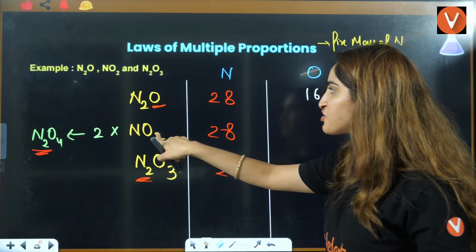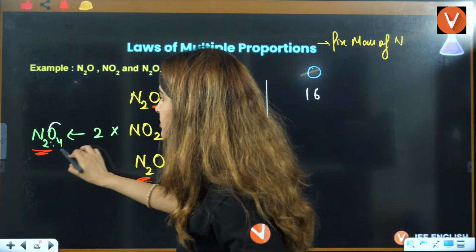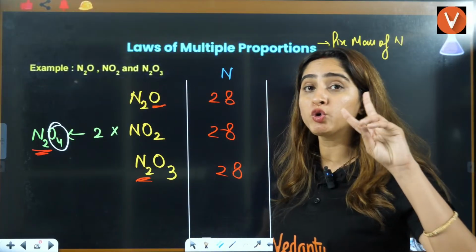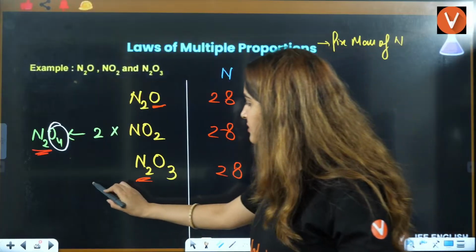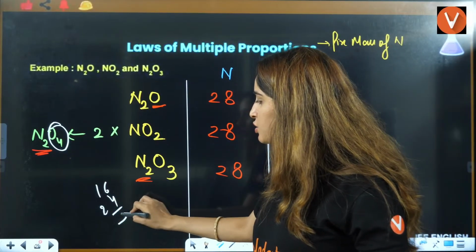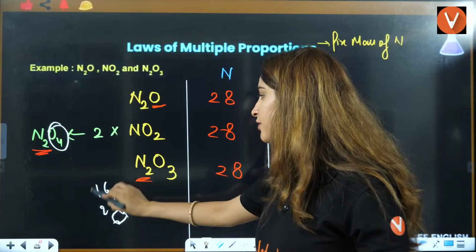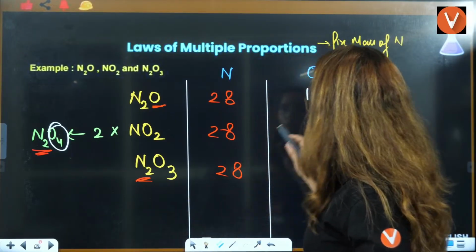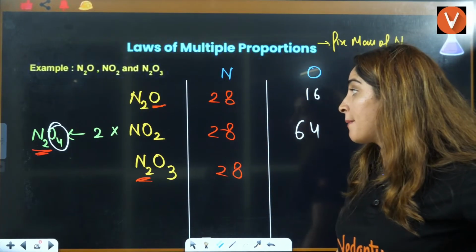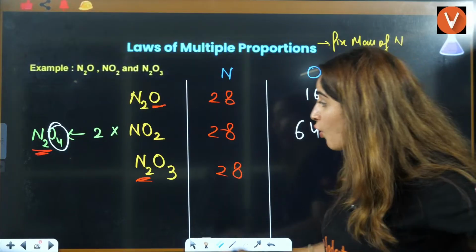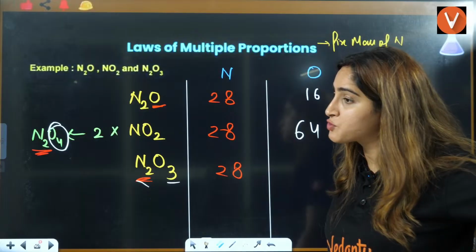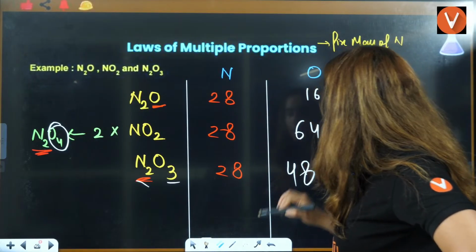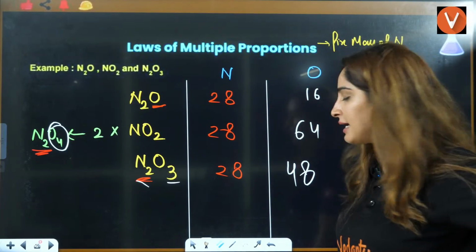Mass of oxygen, here you have 4 oxygens, because corresponding to 2 nitrogens, you have 4 oxygens. So that means 4 into 16, which is 64. So the answer is going to be 64. Then the mass of 3 oxygens is the third value.